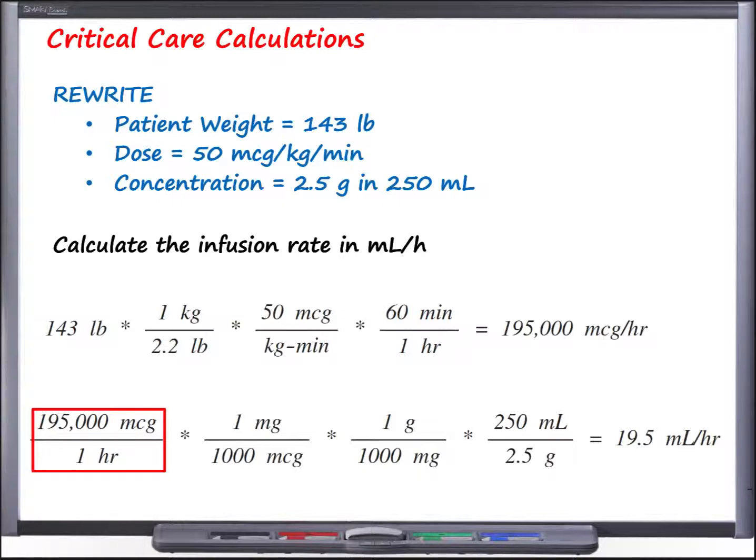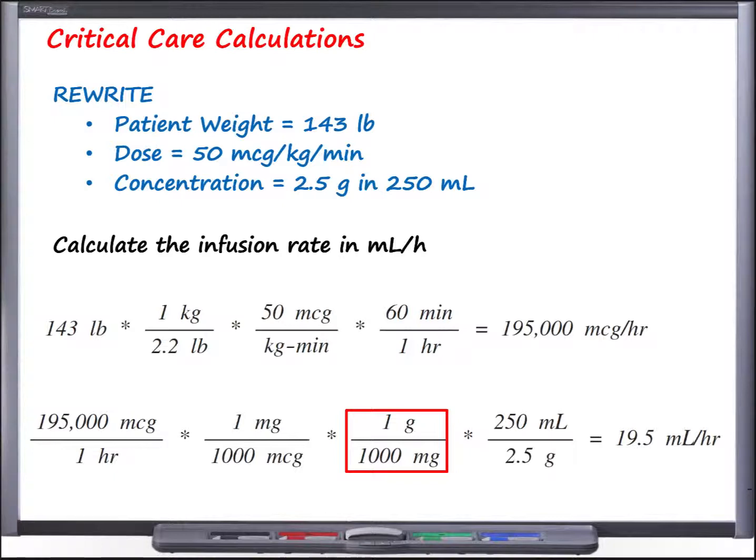Now let's convert micrograms. My first conversion step is to convert micrograms to milligrams. So I'm going to multiply by the fact that in every 1 milligram, there are 1,000 micrograms. Micrograms cancel, and we're in milligrams. We're not done yet. I need to get to grams. So my next conversion is to convert from milligrams to grams by multiplying by the fact that in every 1 gram, there are 1,000 milligrams. Units of milligrams cancel, and now we're in grams per hour.